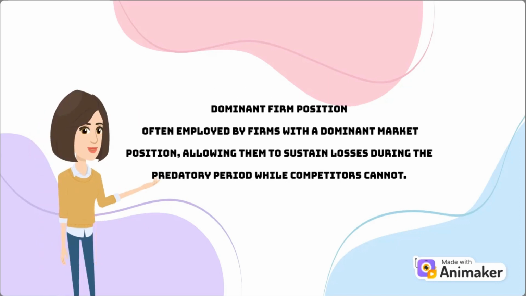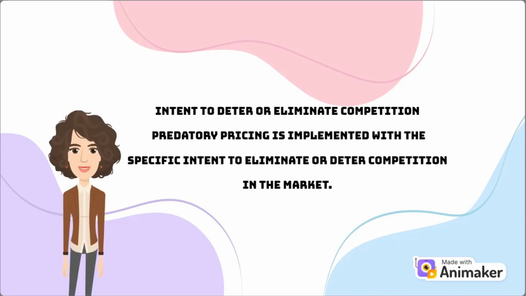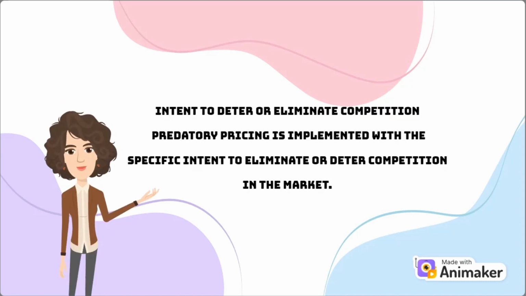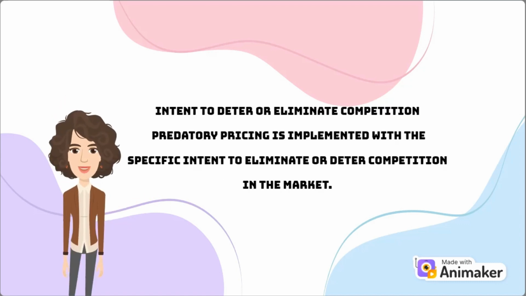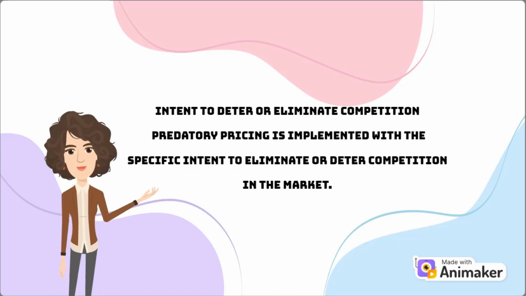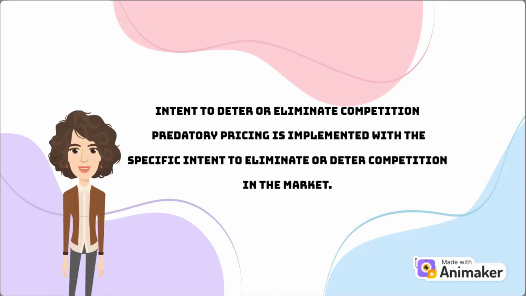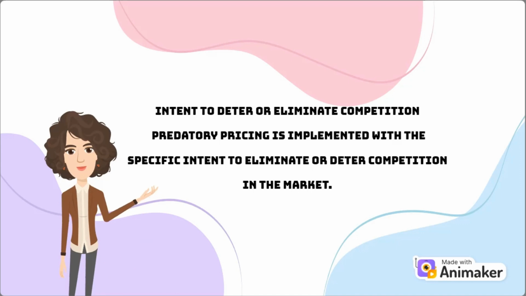Third is dominant firm position. This characteristic is often employed by firms with a dominant market position, allowing them to sustain losses during the predatory period while competitors cannot. Fourth characteristic is intent to deter or eliminate competition. This predatory pricing is implemented with the specific intent to eliminate or deter competition in the market.